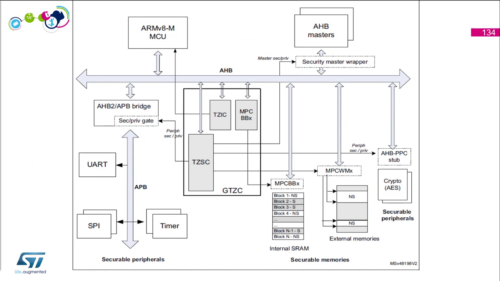Here you've got the schematics of the GTZC. Here we've got the TrustZone Security Controller. It will check the access of the peripherals. As you can see, it can check all the external memory, the securable peripherals, and also the masters on the bus. Then we've got the MPCBB. It will configure the blocks of the internal SRAM as secure or non-secure. And the TZIC that should gather any violation event and go through the NVIC to generate an interrupt.